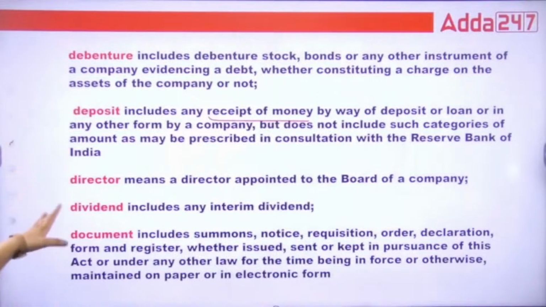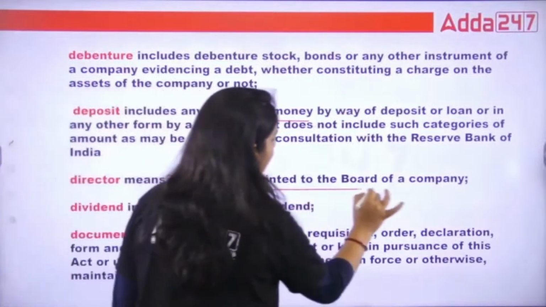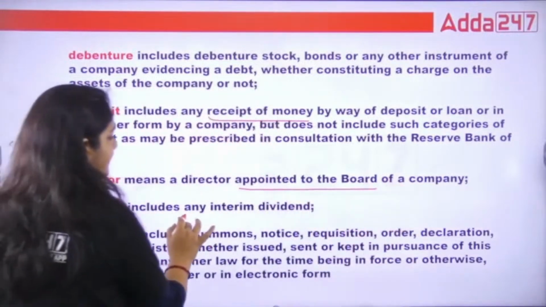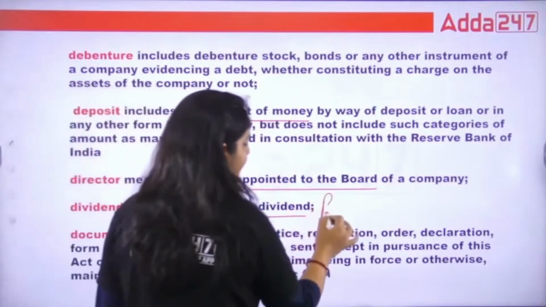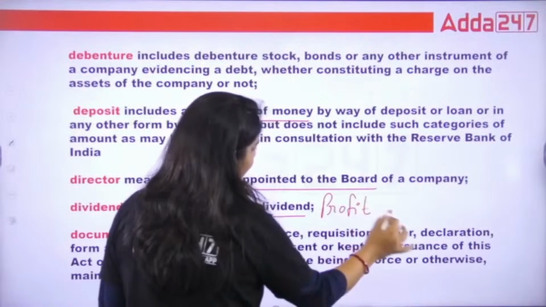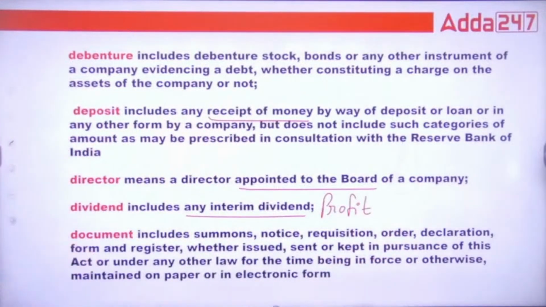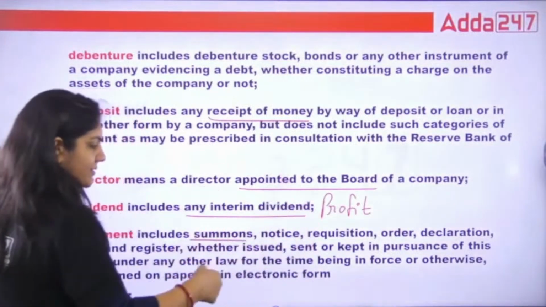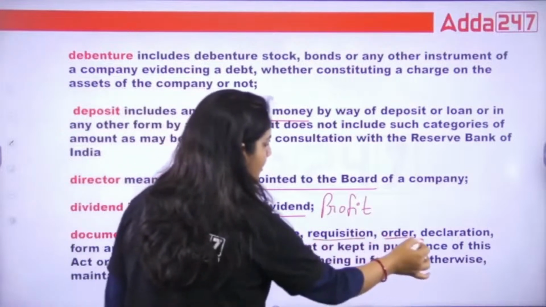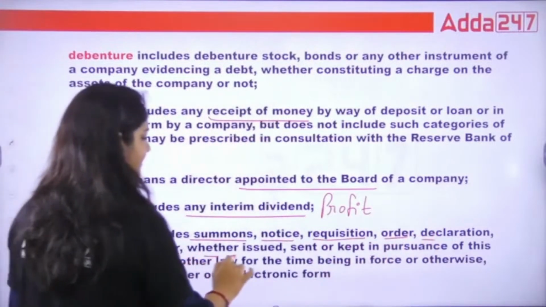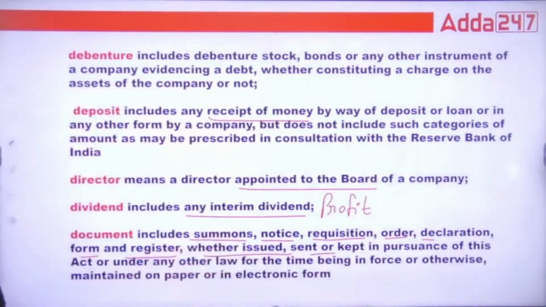Directors are those appointed to the board of a company. Dividend, any interim dividend. Dividend is the profit. What is document? That is also important. Document includes summons, call letter, notice, requisition, order, declaration, register, whether issued or sent. That is the document, guys. Done.